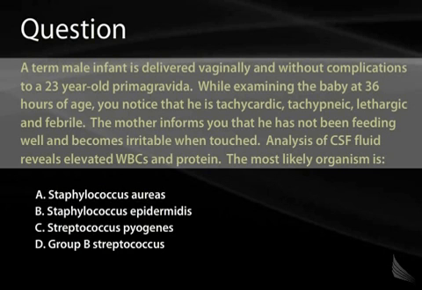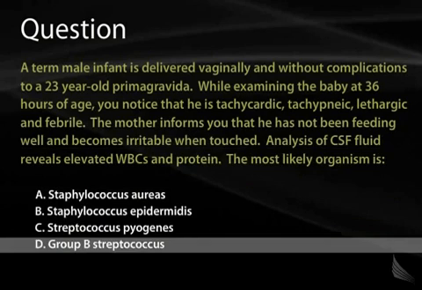So now we've got a newborn who apparently has neonatal meningitis. He's only 36 hours old, and he's irritable when you touch him, and he's not feeding, and so we know something serious is going on. We suspect that he probably got it from his mother because he hasn't been up to any trouble in his 36 hours of age. So we think about common, normal flora of the vagina, and that's going to lead you to group B streptococcus.